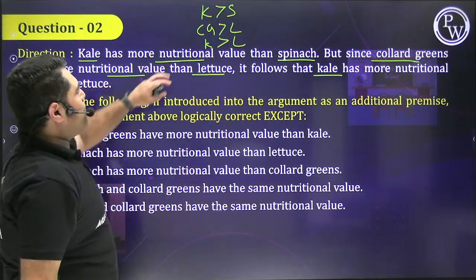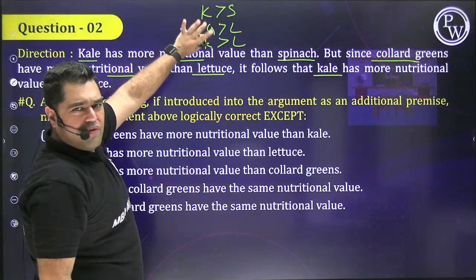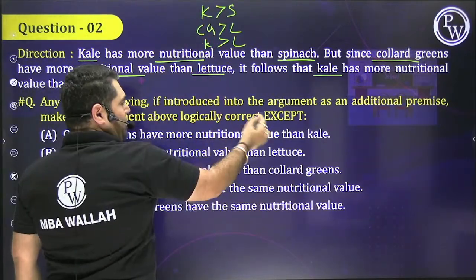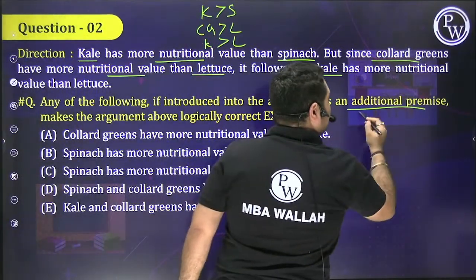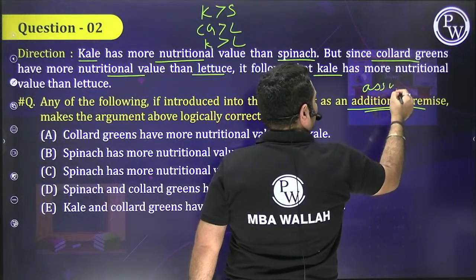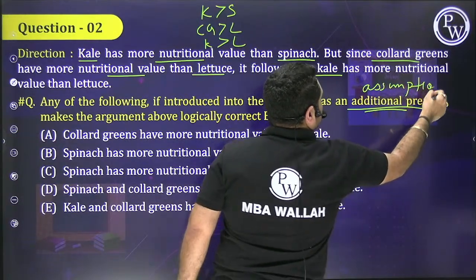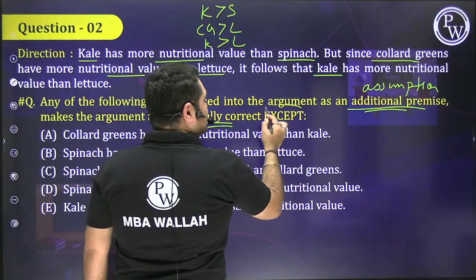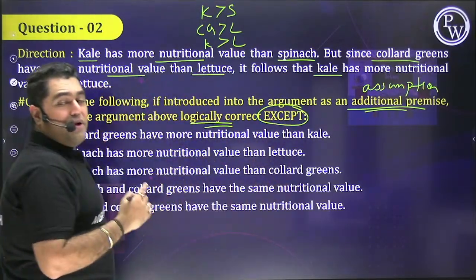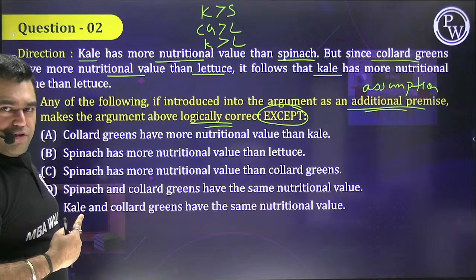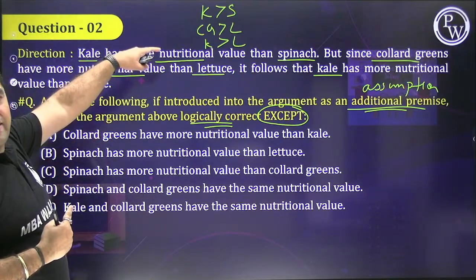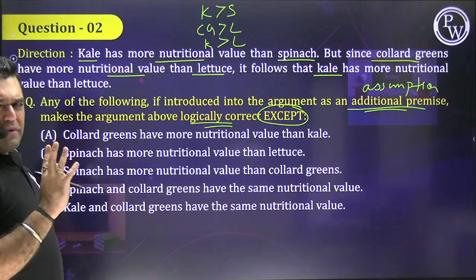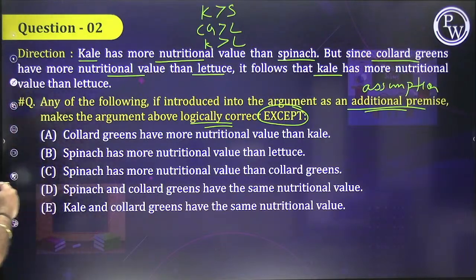So we have to establish a relation between them. Any of the following, if introduced into the argument as an additional premise, meaning assumption, makes the argument above logically correct, except, people, except. That means you need to give me one option that will not make it correct. All the four other options will make it correct. Understood? So now people, this is common sense. Let's start evaluating. This is going to be too much fun.